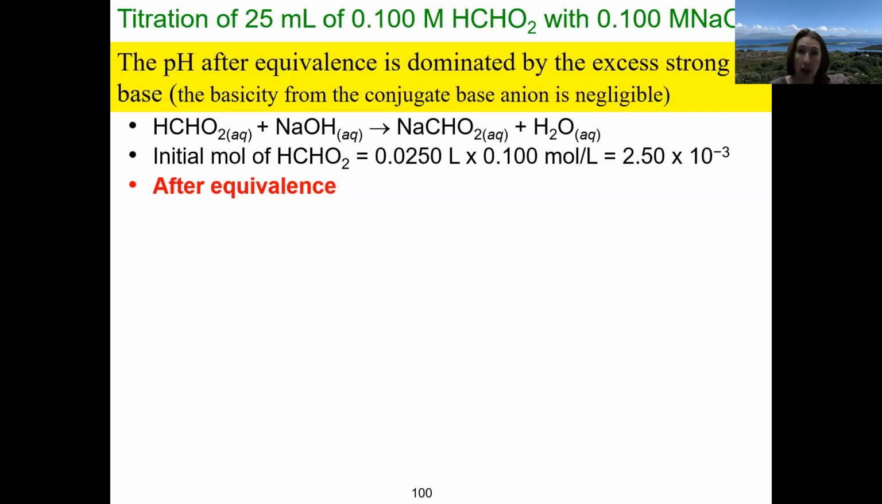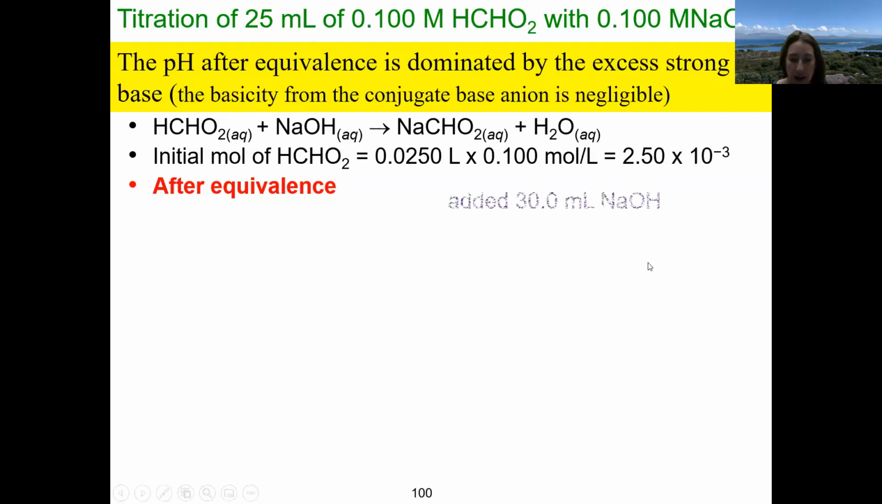Now, we're going to do an example after the equivalence point. So we did an initial pH, we did before the equivalence point, then we just did at the equivalence point. Now we're going to go after our equivalence point. We have our acid sitting here, and all we're doing is continually adding more OH, and as we add more OH, our equilibrium problems change.